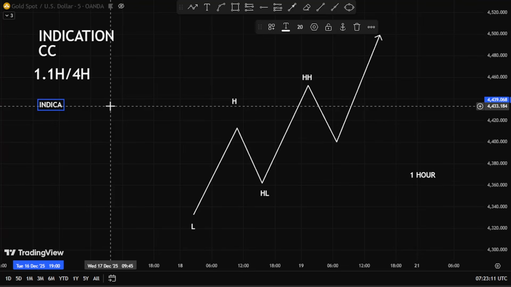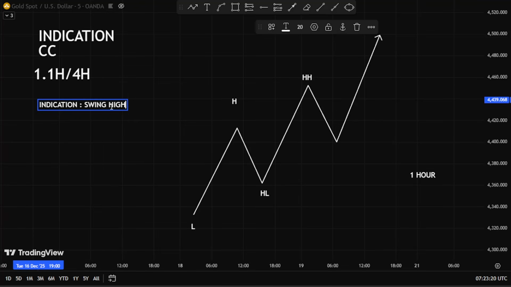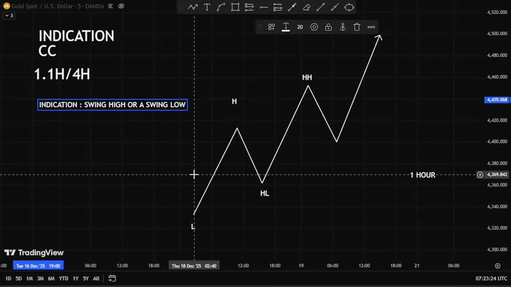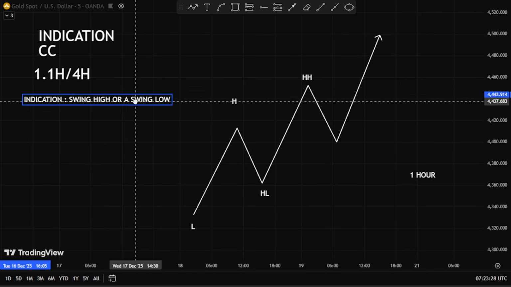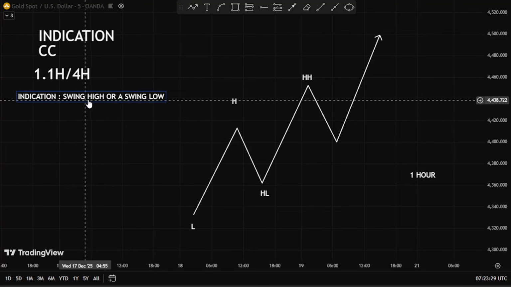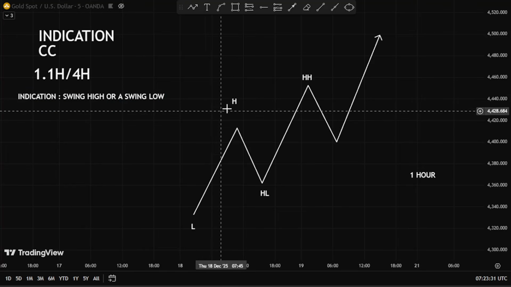Indication comes from when price breaks a swing high or a swing low. So that is where the indication comes from. When price breaks a swing high or a swing low, that is where the indication comes from.